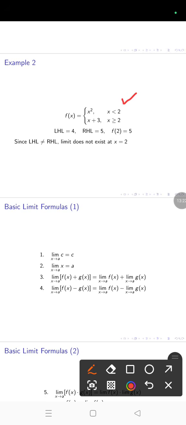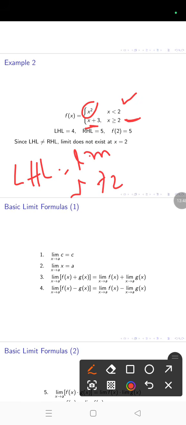When x is less than 2, f(x) equals x square. Same function, when x is greater than or equal to 2, f(x) equals x plus 3. So it is different from the previous example when x is greater than or equal to 2. Now if you want to calculate LHL, the procedure is the same: limit x tends to 2 minus.